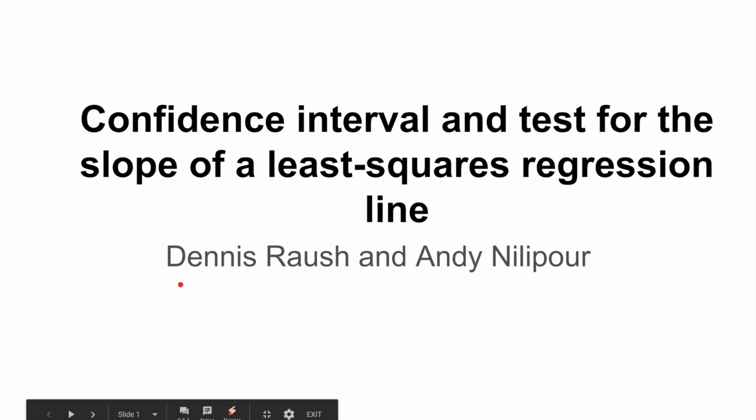Hi, my name is Dennis Rush, and my partner is Andy Nillipore, and we're here to tell you about confidence intervals and tests for the slope of a least squares regression line.